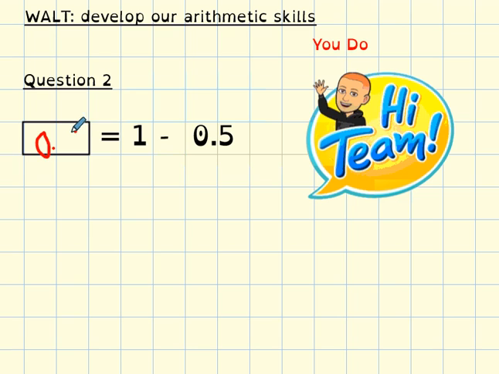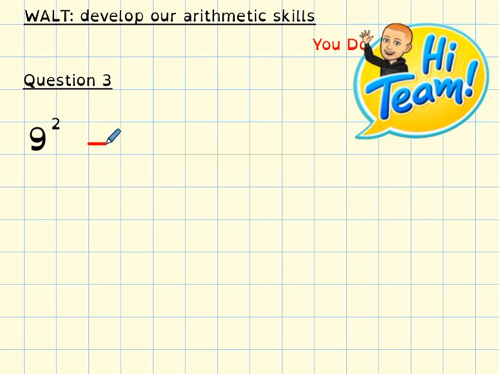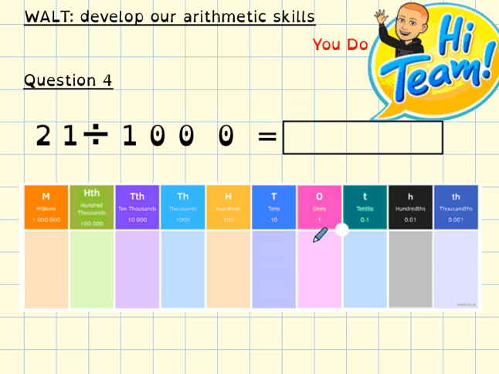Question 3, 9 squared, 81. That's 9 times 9. Question number 4, you were dividing by 1,000, where I was multiplying by 1,000. 3 zeros means 3 places. I'm dividing, so I'm going to the right. The 1 moves into here. The 2 moves into there. Put your place value holders in, not forgetting your decimal point. So the answer will be 0.021.